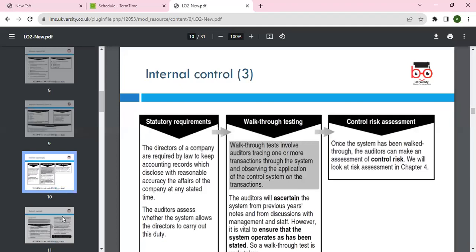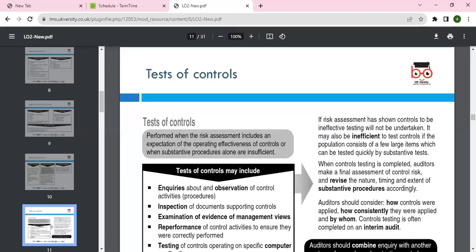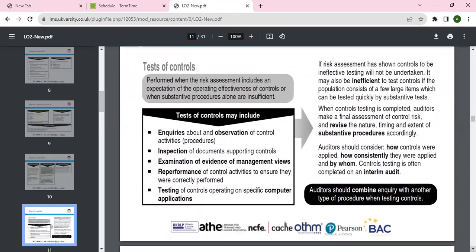Then we have a test of controls. When you do the test of controls, you make inquiries and observe the control activities. You do inspection of documents, and reperformance of the control activity to ensure it works correctly. Like we can check who issued the invoice, who issued the purchase order, and when the goods were received, who signed for them. We can look at the whole cycle of purchasing or selling, so you can find each level of segregation of duties.